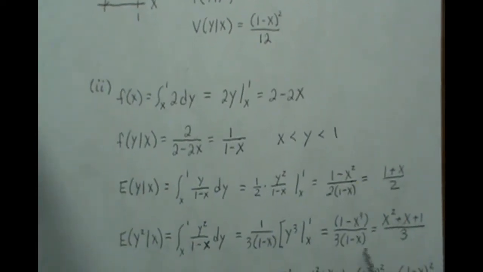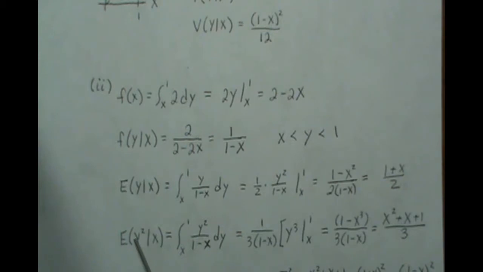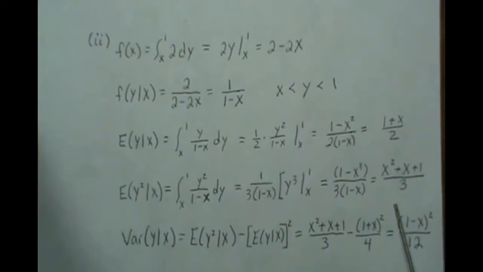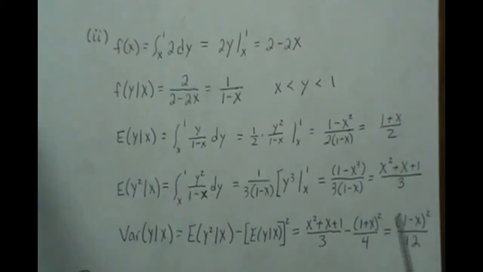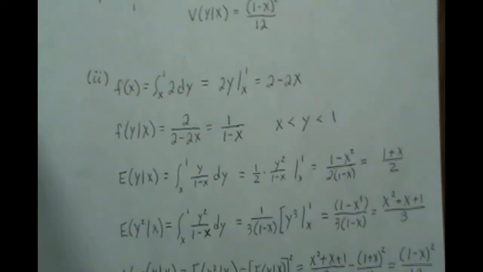Now we have to find the expected value of Y squared. So we put in y squared with the density, integrate it, and we get this. Plug in the limits of integration, and we get this polynomial. Now the variance is the expected value of Y squared given x minus the mean squared, and we plug in the values that we just got. That simplifies to this, which is the value that we got up here.